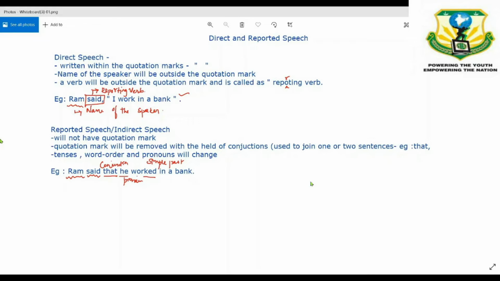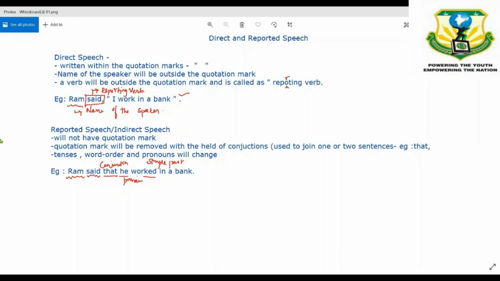Ram said that. We will remove the quotation marks and write, I will change into he, because we are referring to Ram, right? He, and work will change into worked. For example, if in the direct speech the verb is in present tense, it will change into past tense: worked in a bank. Like the same, we also noted down how to convert direct to reported speech with various examples.